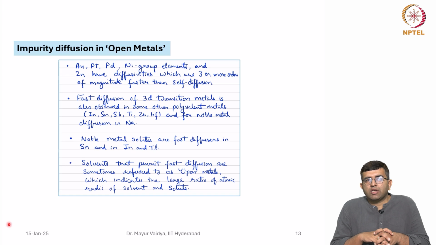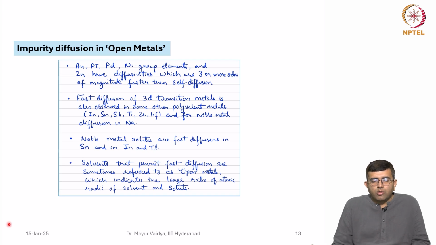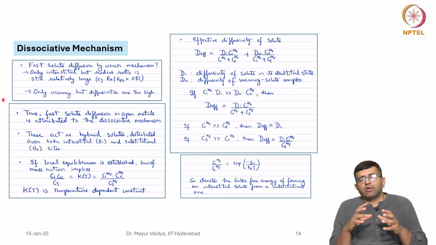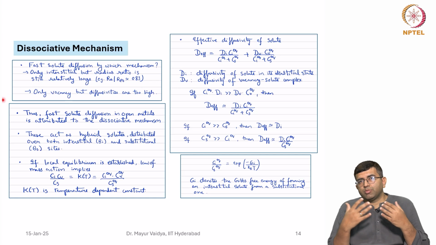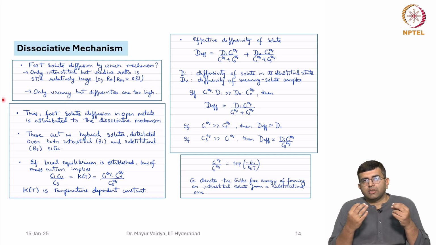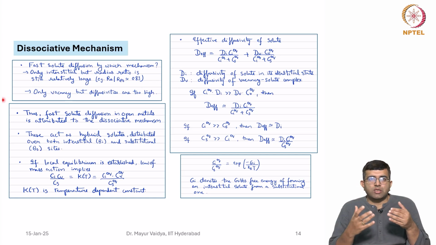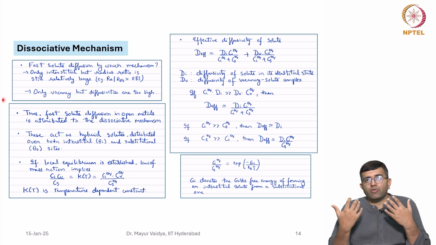Fast diffusion of 3D transition metals is also observed in some other polyvalent metals like indium, tin, antimony, titanium, zirconium, hafnium, and for noble metal diffusion in Na. Noble metal solutes are fast diffusers in tin and in indium and thallium. So, the question is this: that is why I said that this term interstitial and substitution is sometimes relative. So, this fast solute diffusion, the question is, which mechanism does it occur by?